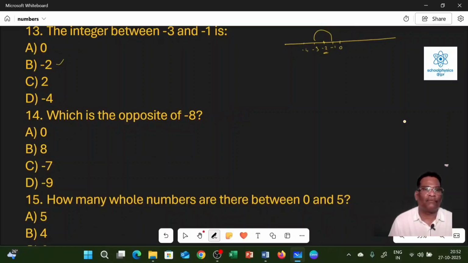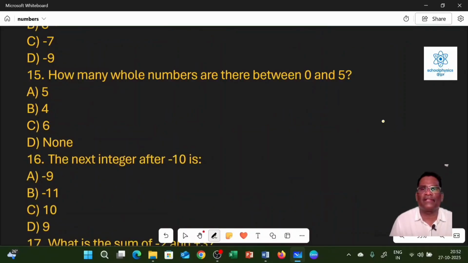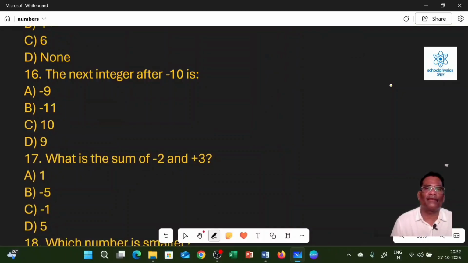Which is the opposite of minus 8? The number opposite to a negative number is plus 8. How many whole numbers are there between 0 and 5? We know that 1, 2, 3, 4. So 4 numbers. Answer is B. The next integer after minus 10 is minus 9. So the question is asked in another way: the successor of minus 10 is equal to minus 9.